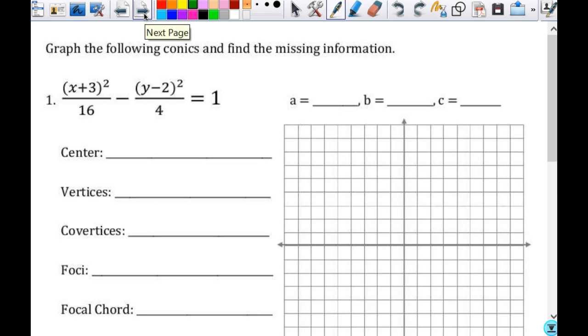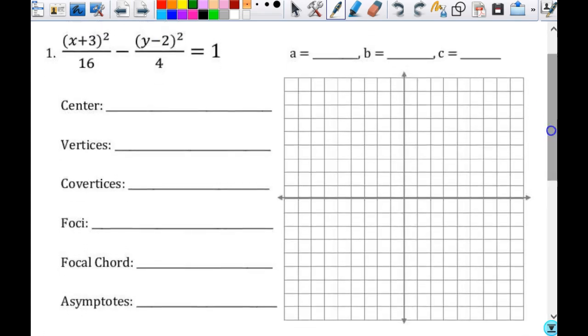All right, so it says graph the following conics and find the missing information. All right. So A and B are always pretty easy to find when it is given to you in standard form. Now, is A the bigger number or is it the first number? It's the first number, and in this case, it's both, right? So this is actually A squared. This is A squared, and this is B squared, so we don't mess that up. And this is 4, so B is 2.